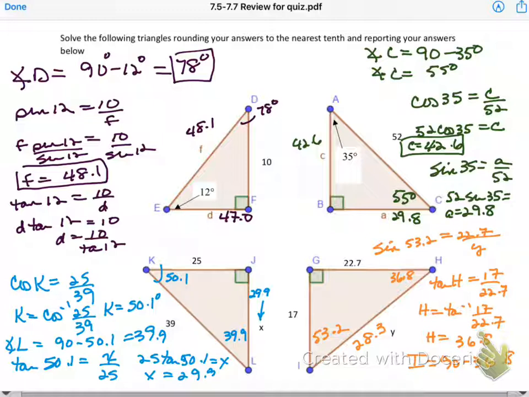As I've told you, you may be doing a different trig function, but getting the same value that I'm getting, so that is totally fine. So I hope this review helped.